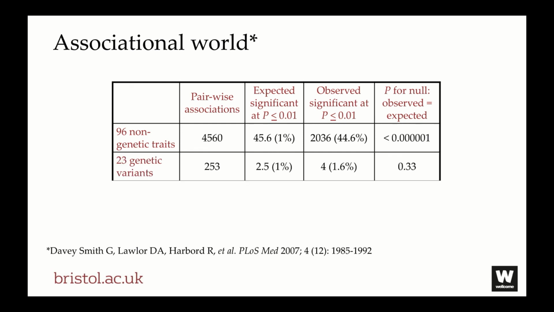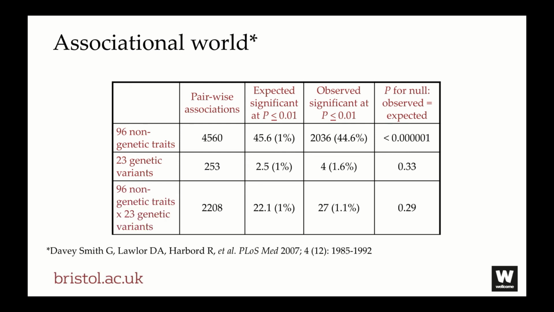When you look at genetic variation, the opposite is the case. They had about 250 there, but again, if you expect 1% of those to be significant, you don't really see much more than what you would expect by chance, suggesting that genetic variation is much less correlated than observational traits. And when you combine the two together, again, you don't see anything much more than you would expect by chance. So genetic inheritance is randomly assigned and not associated with those particular non-genetic traits.